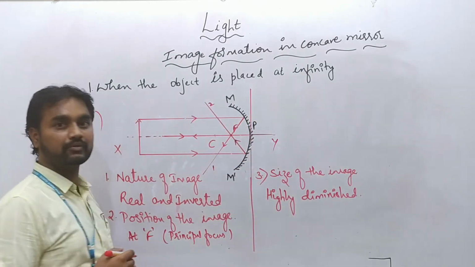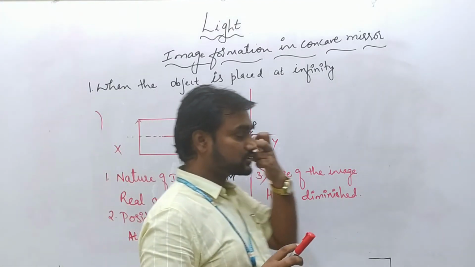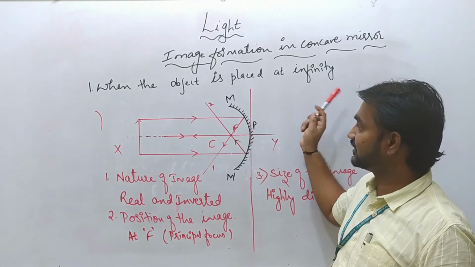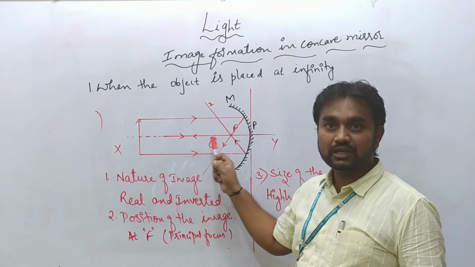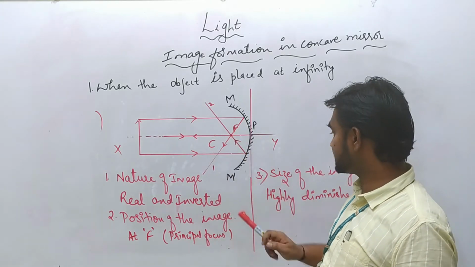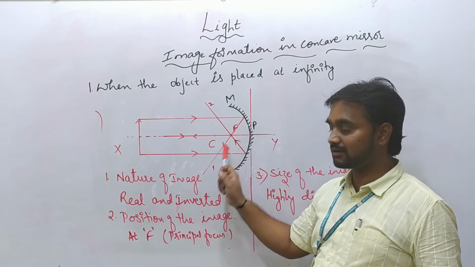Diminished. Is that clear? So the image is highly diminished. Okay, so this is what we have understood here in the first one. When the object is placed at infinity, in the first case, when the incident rays are parallel to the principal axis, the image we are getting is at focus, that is F. Sorry, we are getting the image at principal focus F.